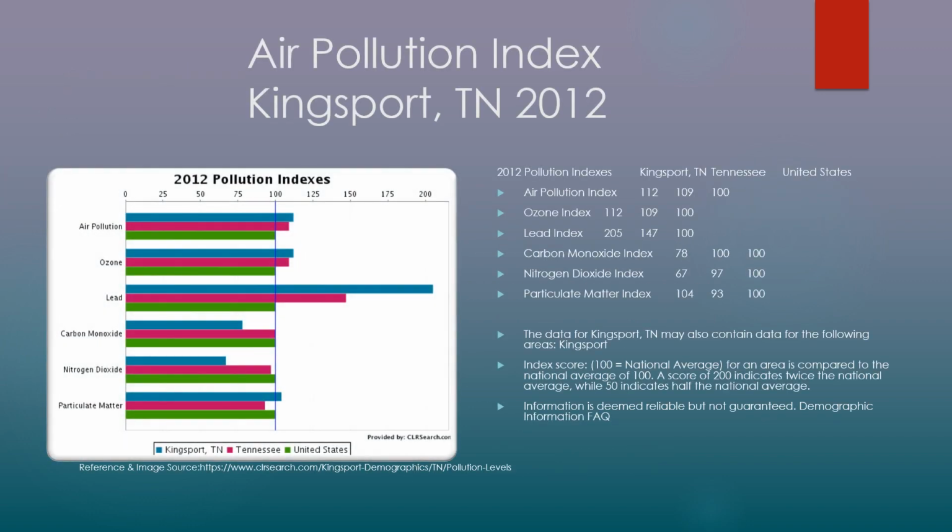This is an air pollution index for Kingsport, Tennessee in 2012, and as you can see, the lead index is 205. That is twice the national average. The national average is at 100. Lead is very dangerous to children. It can affect their development, and it is important for children to be tested for lead levels. And they usually do this when they begin preschool.